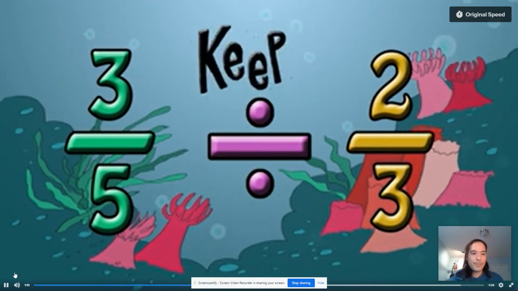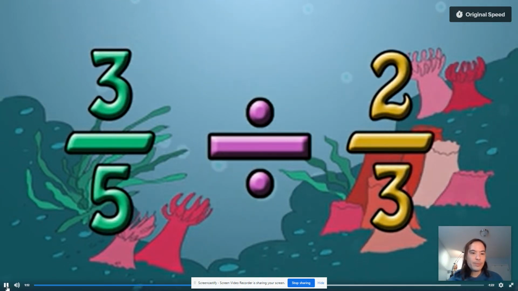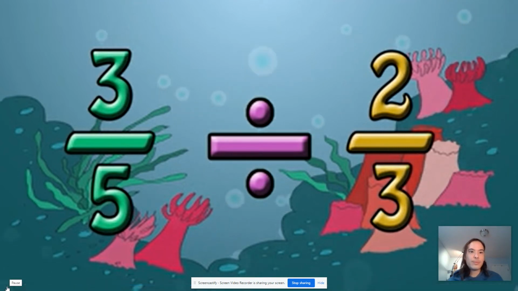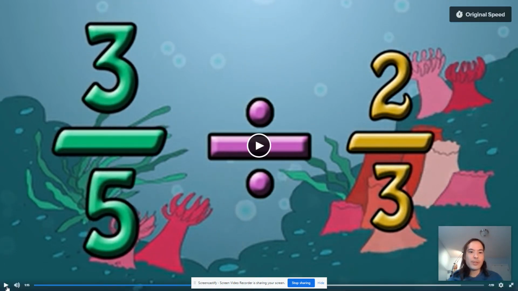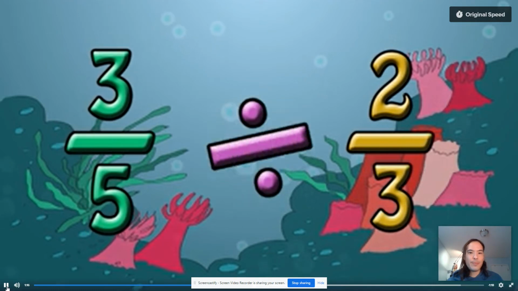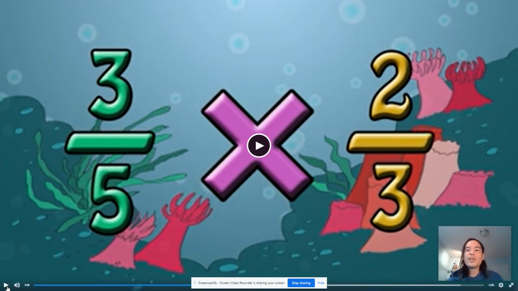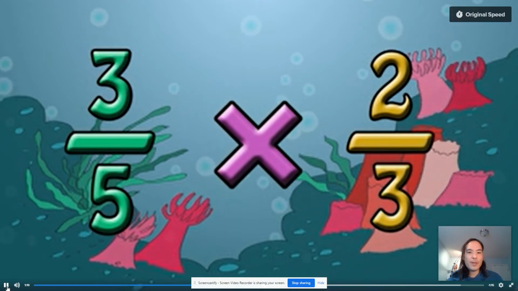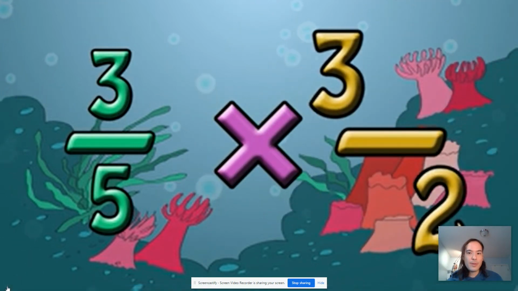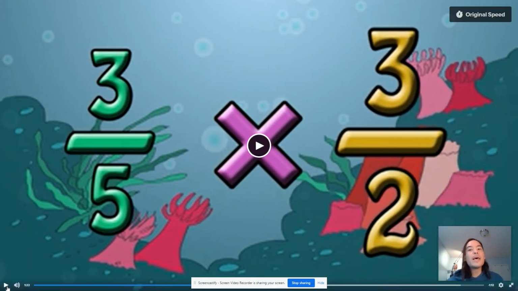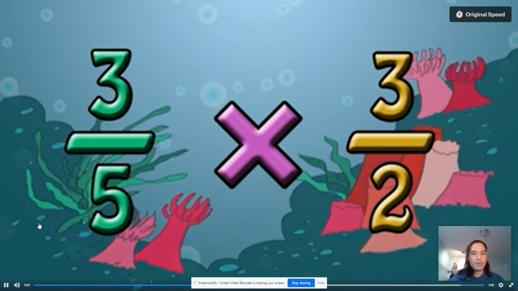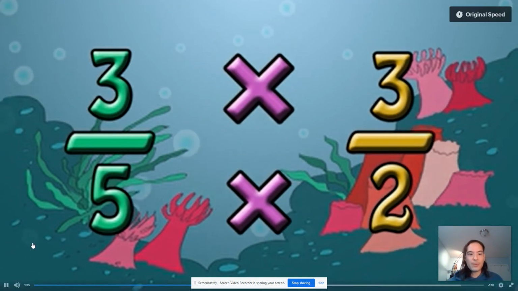Keep, change, flip. Keep 3/5 the same. Change the division sign to a multiplication sign. Flip 2/3, we get 3/2. So they flipped 2/3 to where 3 is on top and 2 is on the bottom, making 3/2. Then we can multiply.